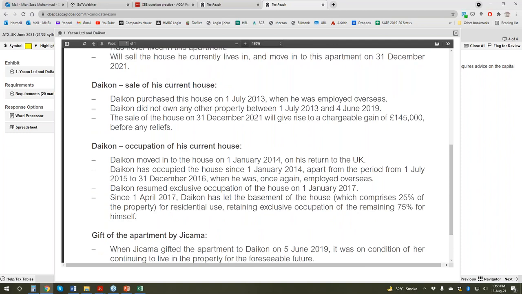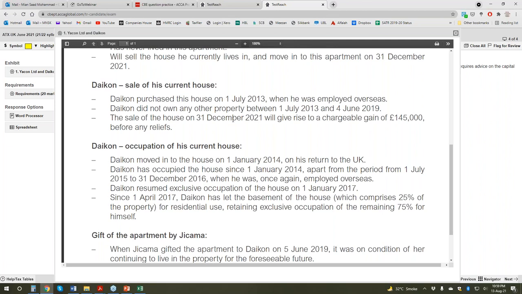D's occupation of his current house. D moved into the house on 1st January 2014 on his return to the UK. So you have to calculate from January 2014 till December 2021 how many years or months it will become. As far as the years are concerned, they will be almost 8.5 years, and we can multiply it by 12 to calculate the months.